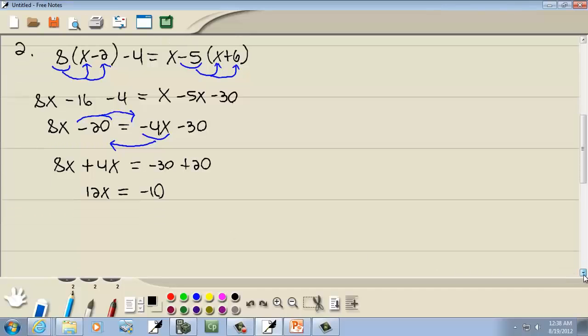Last step, step 4. Divide both sides by the number in front of your x. So we're going to divide both sides by 12. And those 12s cancel. And 10 and 12 are both divisible by 2, so that gives us negative 5 over 6. And that's our answer.